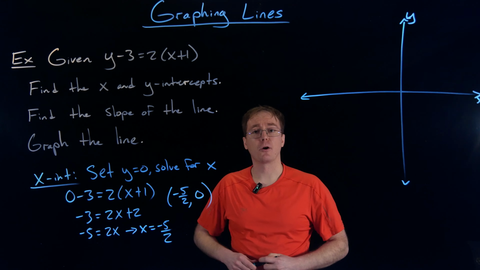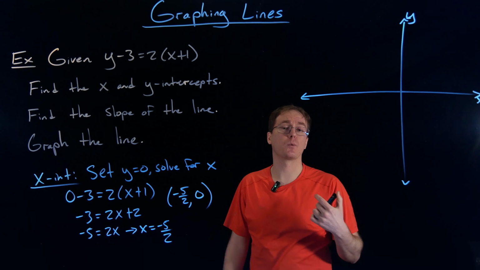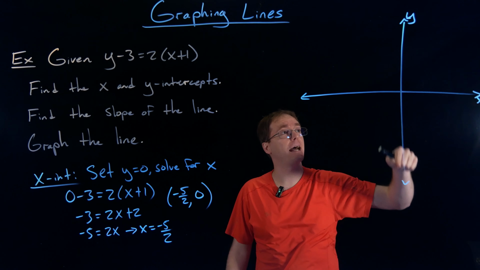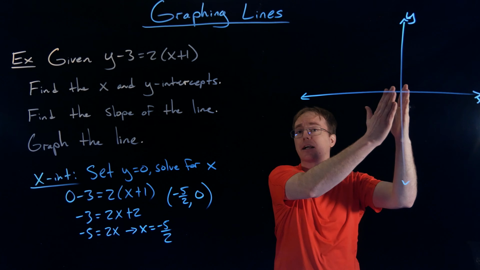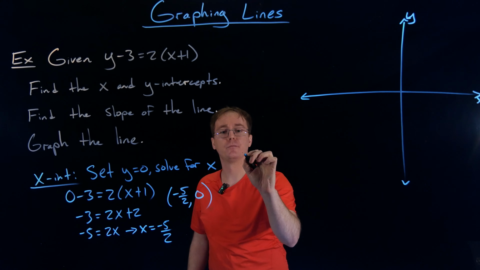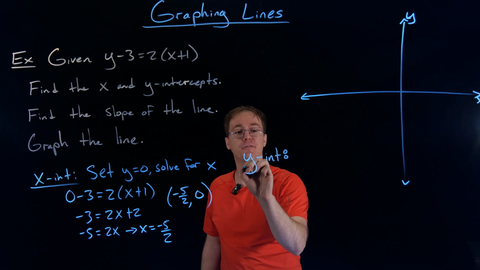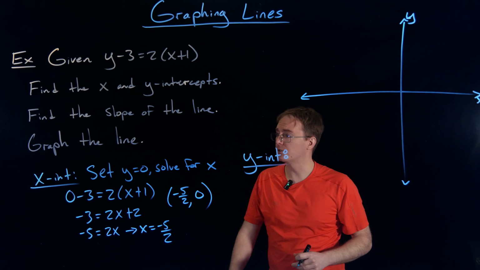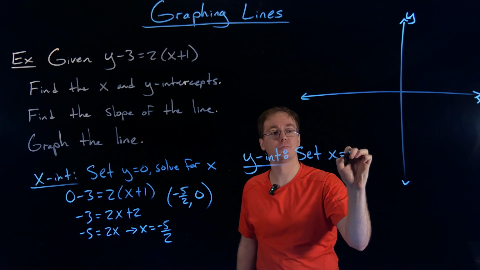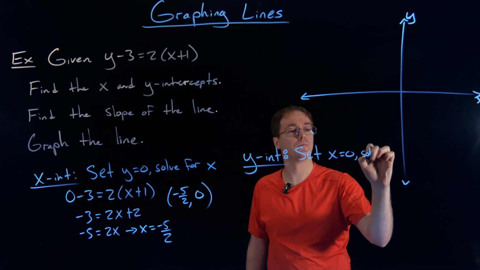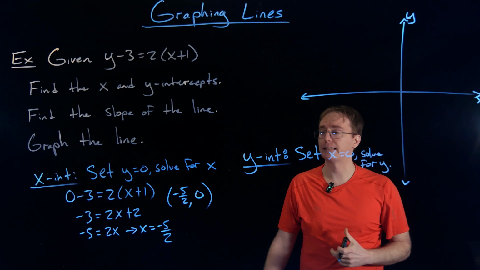So to finish off this first part of this example, we also need to find the y-intercept. And so the y-intercept is where the graph is going to cross the y-axis. And so in order to be on the y-axis, you are forced to have an x-coordinate of 0. So our strategy for finding the y-intercept is going to be very similar to the strategy we used to find the x-intercept. But now we're going to set x equal to 0 and solve for y. So let's go ahead and get that job done.